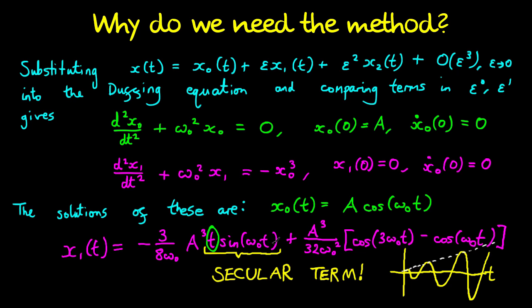So we can't do much with this secular term because the coefficient in front of it is minus 3/8 of a cubed over omega naught. Well, a is just the distance that we release the system from. Omega naught is something that's in our original equation, so we haven't got any freedom here to actually get rid of this secular term. So the straightforward approach has got this shortcoming that as t goes to infinity, the oscillations get unboundedly big, and that's physically unrealistic.